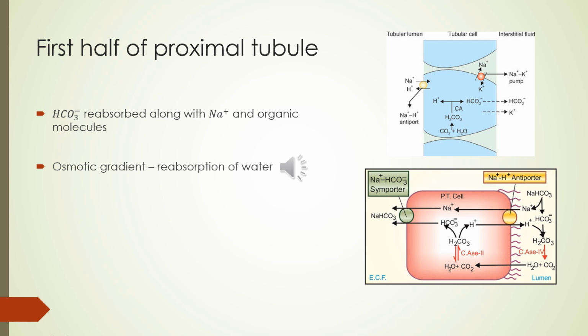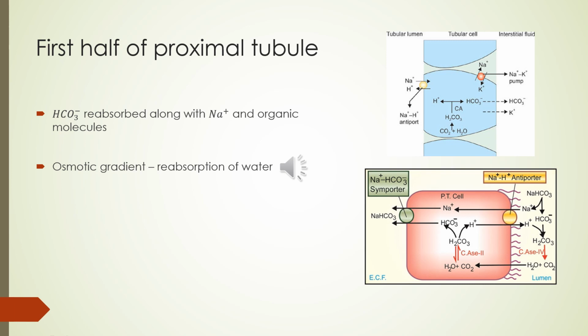There it again combines to form carbonic acid in the presence of carbonic anhydrase, and this carbonic acid will dissociate into hydrogen ion and bicarbonate ion. The hydrogen ion will be secreted into the tubular fluid in exchange for sodium ion, and this bicarbonate ion will be transported into the interstitial fluid via the sodium bicarbonate symporter. Along with sodium ion, this bicarbonate will be transported into the interstitial fluid, and there it combines to form sodium bicarbonate. So this is how the bicarbonate ions are reabsorbed from the tubular fluid.